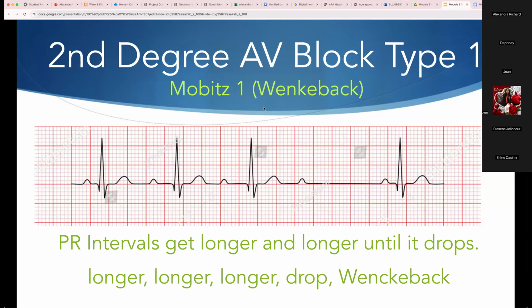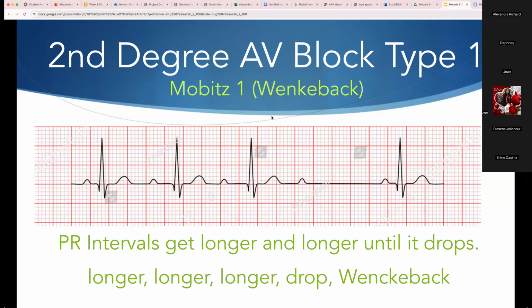You only need one eye to wink, right? So that's why I can remember in my head when I see Winky-Bach, I'm like, oh, that's Mobitz 1, or that's second degree AV block type 1, because you only need one eye to blink with.